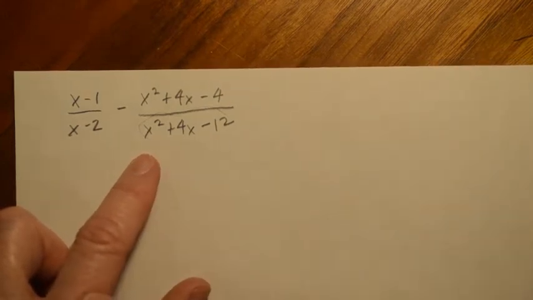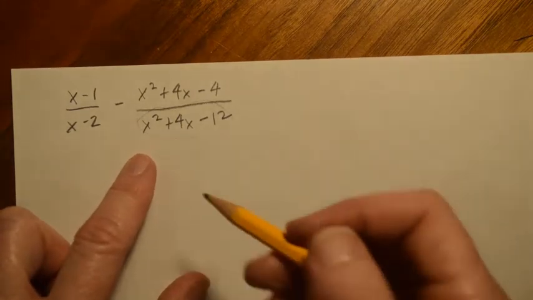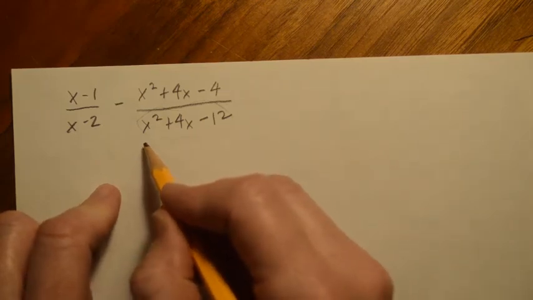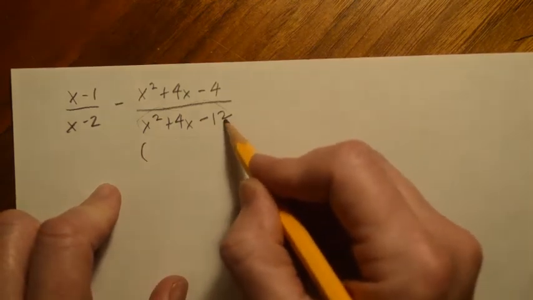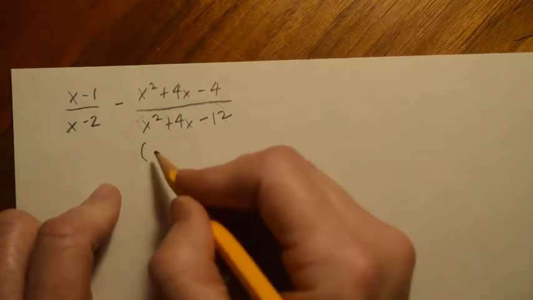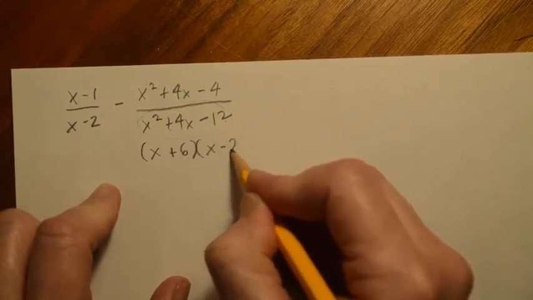So then you need to think, well, how am I going to factor that? Right, so hopefully you're saying that you're going to factor this using easy general trinomial factoring. So we're looking for two things that multiply to 12, that subtract to 4, and the larger is going to be positive. So this is going to be an x plus 6 and an x minus 2.